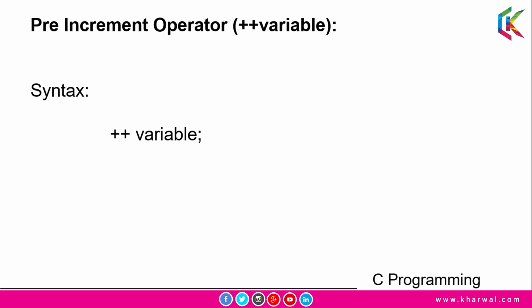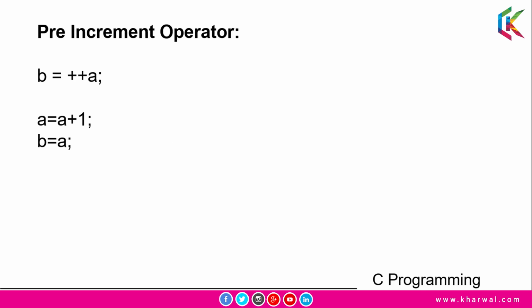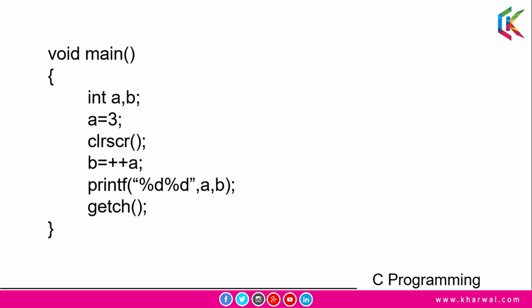Now guys, let's go ahead and we'll discuss in detail. Guys, in the pre-increment operator, we have a statement b = ++a, and as we know, it is an example of the pre-increment operator. So guys, in the pre-increment operator, it will increment the value of a by 1 and then the incremented value of a will be assigned to b. Now guys, let's take an example of this pre-increment operator.